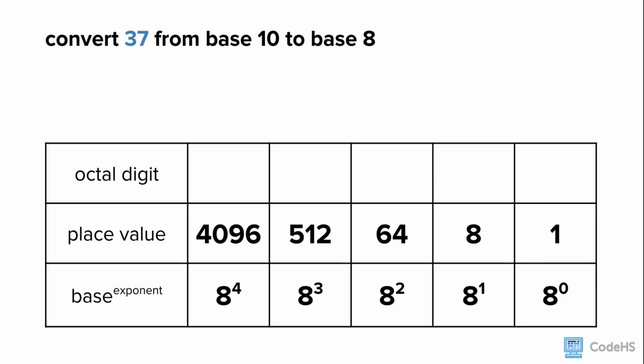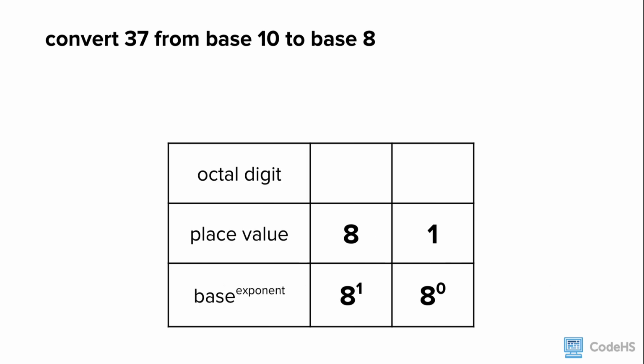What about converting from decimal to octal? Let's convert 37 from base 10 to base 8. Like we saw with binary, when converting from decimal to octal, we start with the largest place value that is smaller than the number being converted. In this example, that would be the 8's place, since the next place, 64, is greater than 37. Once we know where to start, we move from left to right, dividing by the place value. 37 divided by 8 equals 4 with a remainder of 5.